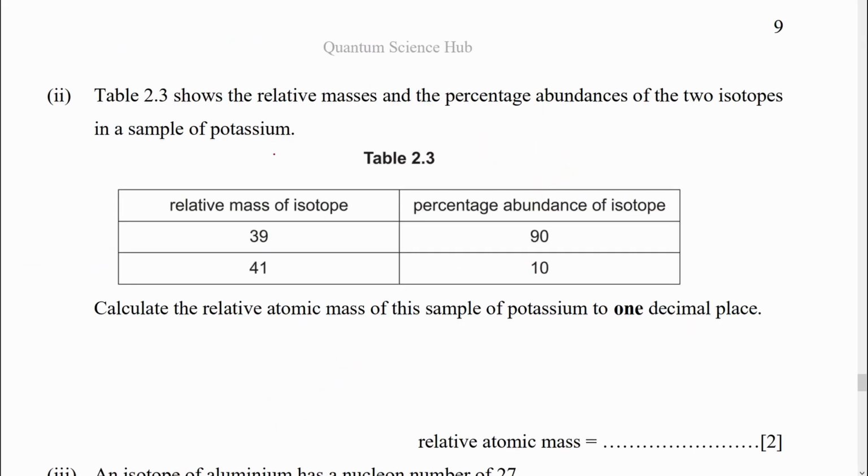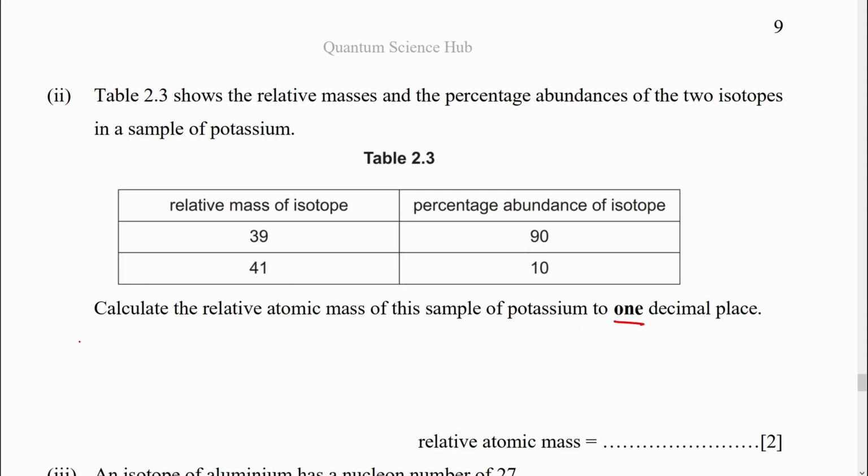Next, table 2.3 shows the relative masses and the percentage abundance of the two isotopes in a sample of potassium. So this is the relative mass and this is the percentage abundance of isotopes. Calculate the relative atomic mass of the sample of potassium to 1 decimal place.